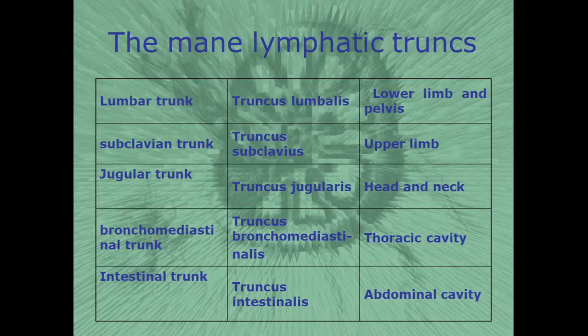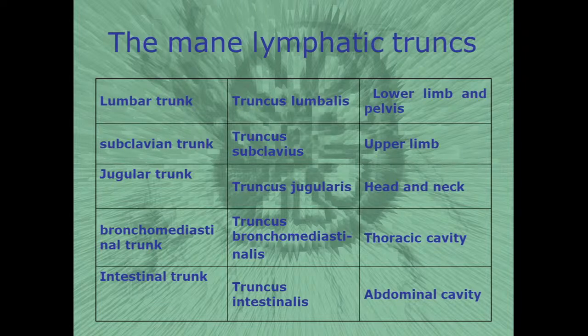Jugular trunk, also paired, in Latin truncus jugularis, carries lymph from the head and neck region. Next is also paired, the bronchomediastinal trunk, truncus bronchomediastinalis, which carries lymph from the thoracic cavity. And the last one, unpaired, is the intestinal trunk. By the way, it is variable and quite often could be absent. It is truncus intestinalis, which carries lymph from the abdominal cavity.